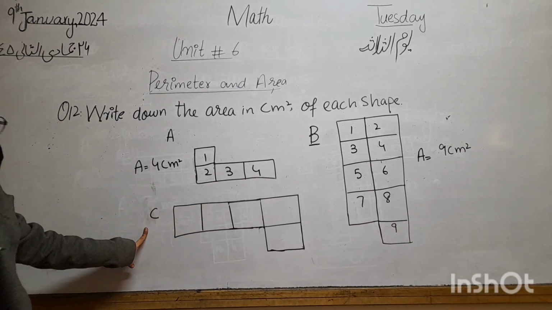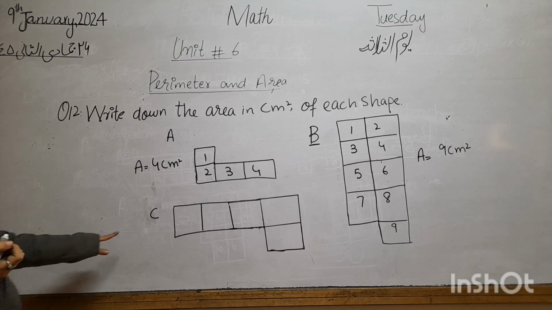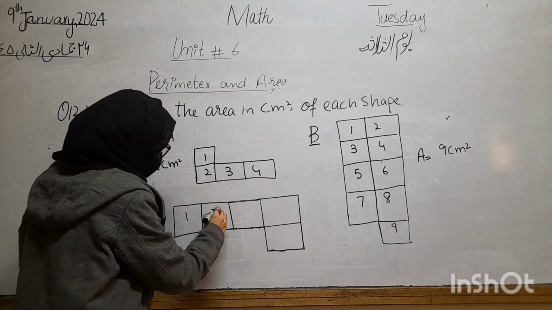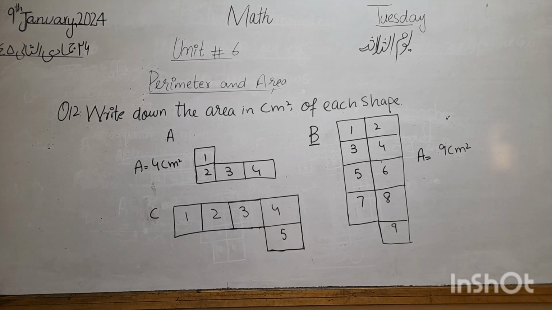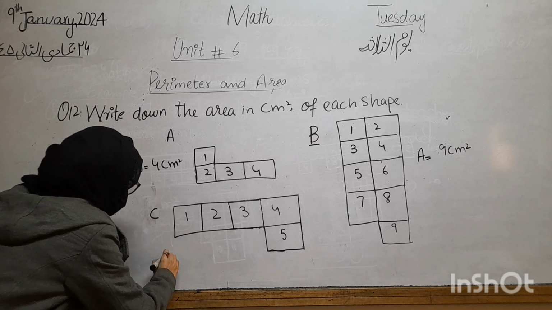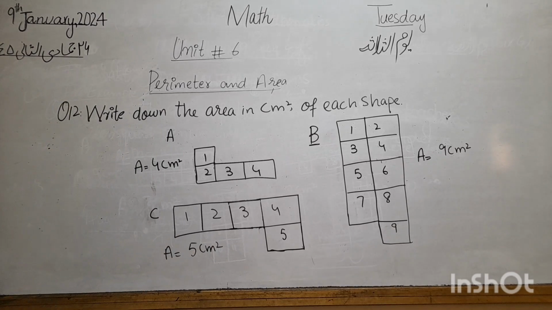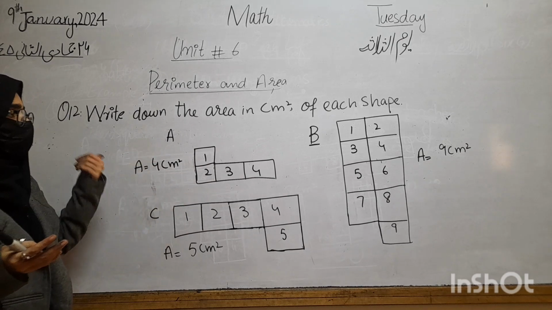In next we have C part. Tell me Aima, what is the area in C part and how many squares in C part? Good. 1, 2, 3, 4 and 5. In C part we have area is 5 centimeter squares. So this is the way how we can find the area. What is the area? Area is the inside surface of the shape, and you have to find the area of different squares in one shape.